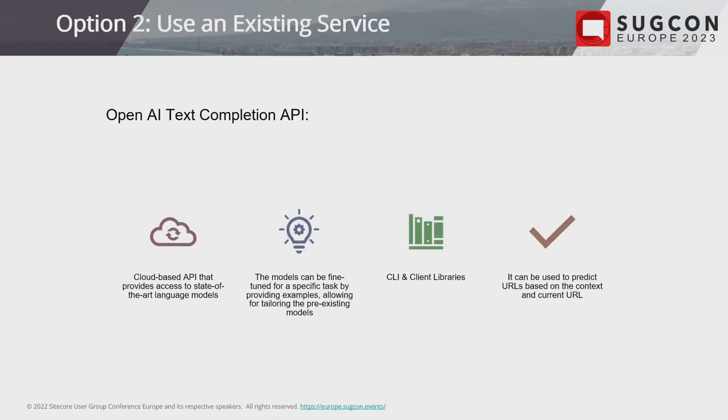So what's the other option? The other option is to use an existing service. OpenAI actually provides this cloud API, which gives you access to state-of-the-art language models, the large language models.